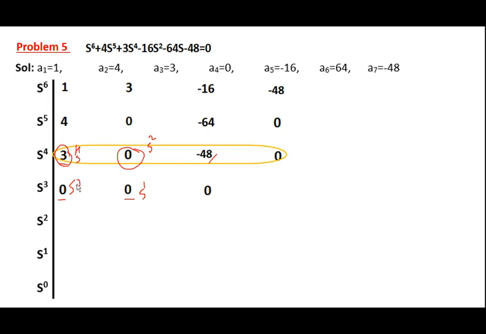So we are considering only this row's coefficients. So we can write the expression for the auxiliary equation as 3 into s power 4 plus 0 into s square minus 48 equal to 0. So that is the auxiliary equation. See, 3 into s power 4 minus 48 equal to 0.